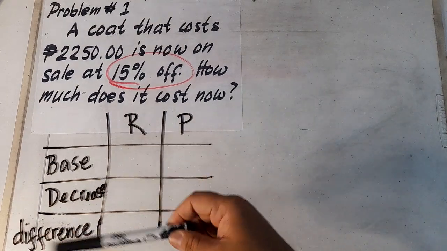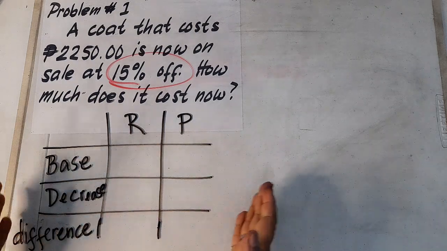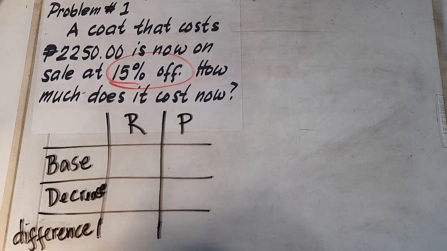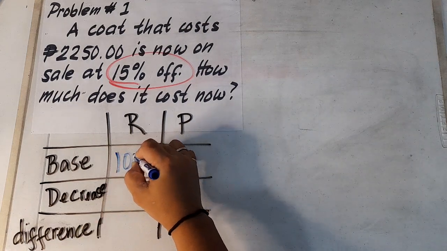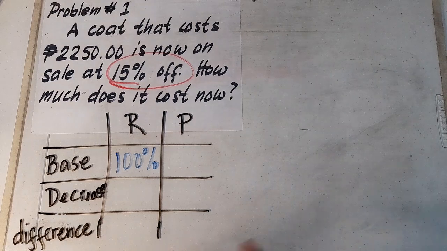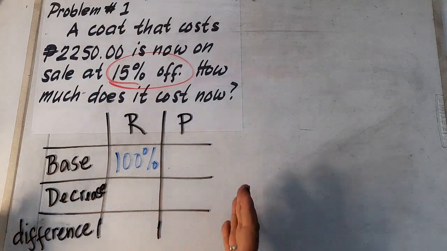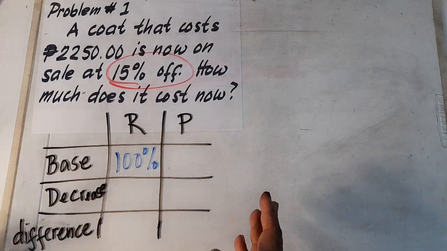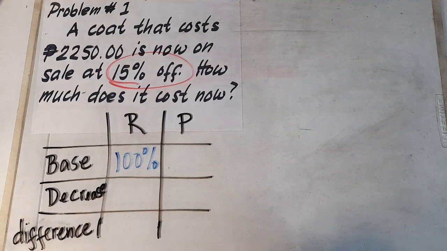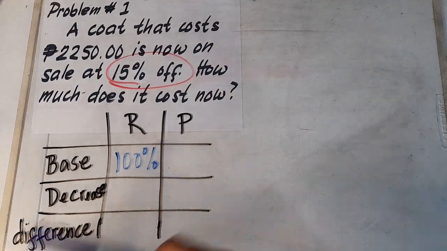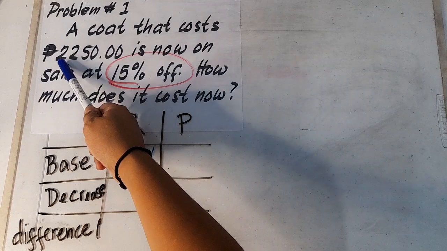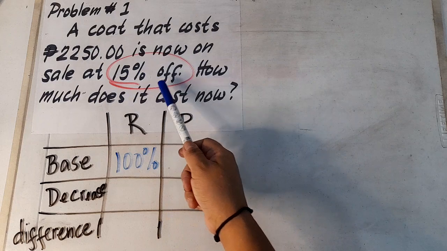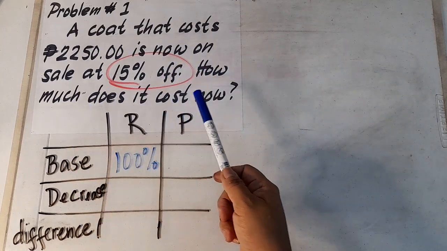Okay? Now, aside from that, ang pamigay na rito sa table of values natin, you should always take note that the base is always 100%. Okay? So, 100% yan. Now, if you have already prepared your table of values, then we can go on with filling them up accordingly. Okay? So, base dun sa problem na binigay sa atin. So, it says there, a coat that costs 2,250 is now on sale at 15% off. How much does it cost now?